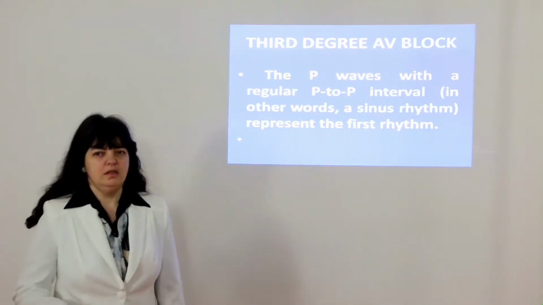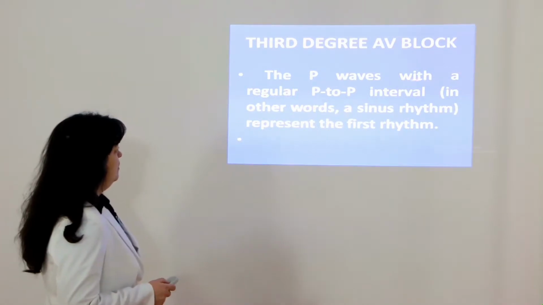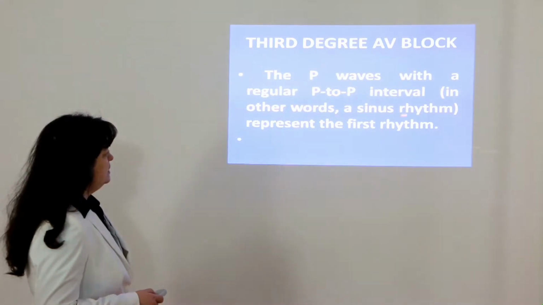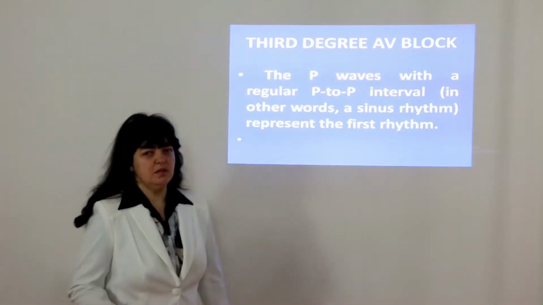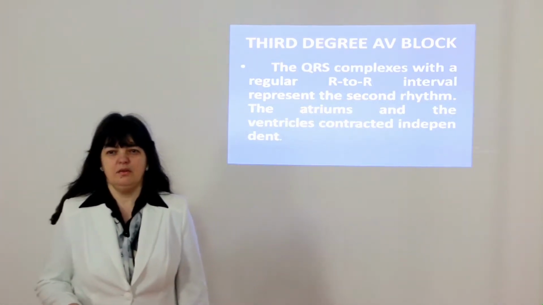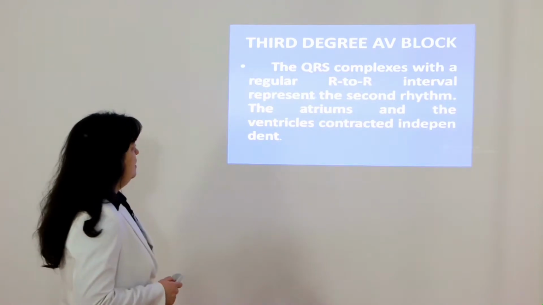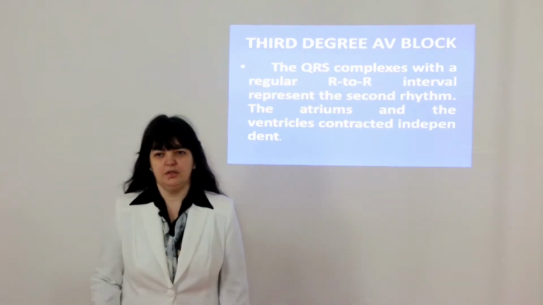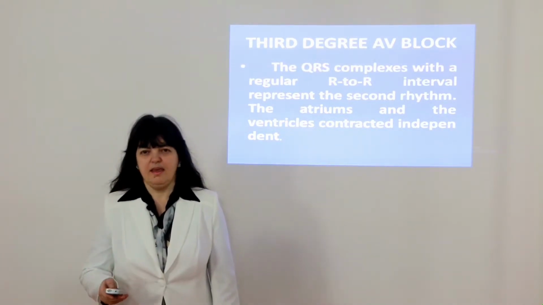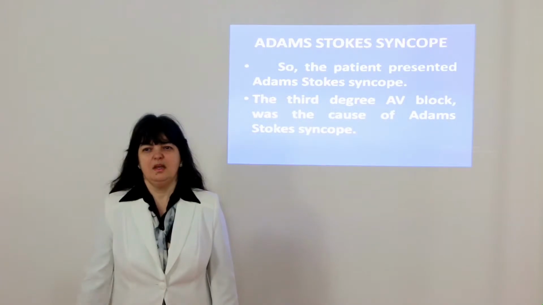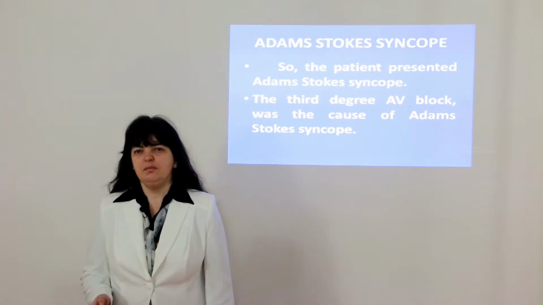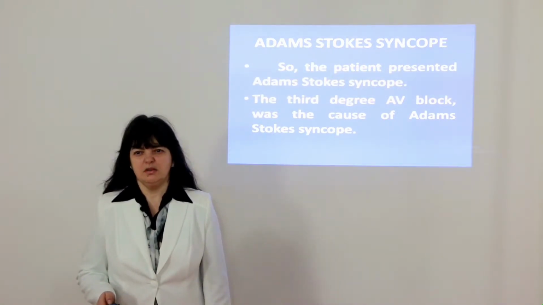Because of this phenomenon, the P waves will be with a regular interval, P to P interval. In other words, a sinus rhythm represents the first rhythm of the patient, and the QRS complexes with a regular R-to-R interval present the second rhythm of the patient. In fact, the atria and the ventricles contracted independently, so the patient presented an Adams-Stokes syncope, and the third-degree AV block was the cause of the Adams-Stokes syncope.